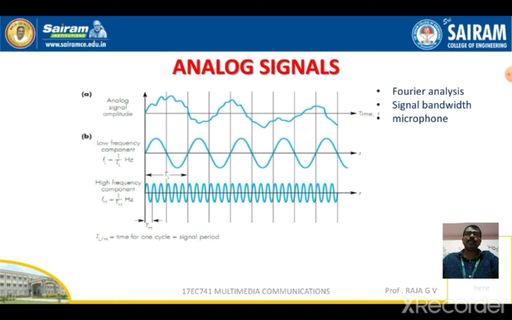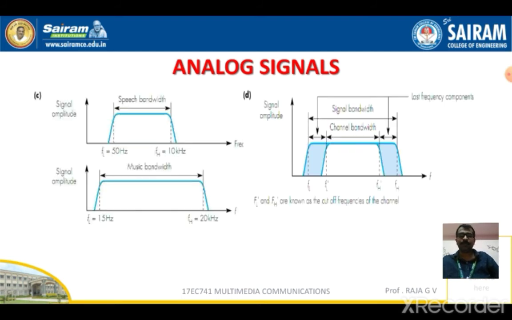The highest and lowest frequency components are shown here. This is the highest frequency and this is the lowest frequency. The range of frequencies of the sinusoidal components that make up the signal is called the signal bandwidth. So signal bandwidth means the range of frequencies. This is nothing but signal bandwidth.